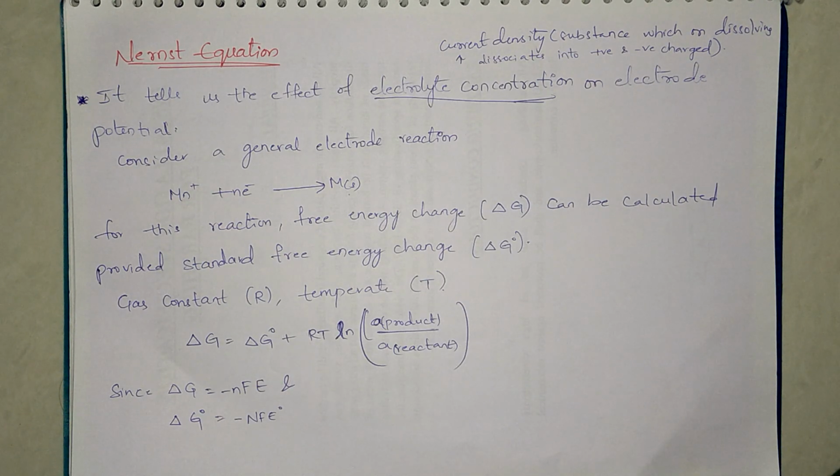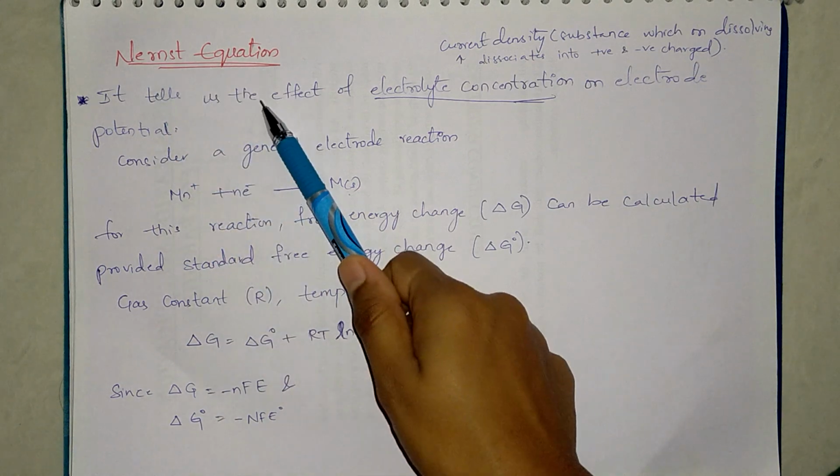The electrolyte is the substance which will dissolve the electrode material and dissociate it into positively and negatively charged ions. Because of that charge and dissolving capacity, the electrode potential is produced. How this complete process is described in a simple formula is nothing but the Nernst equation.